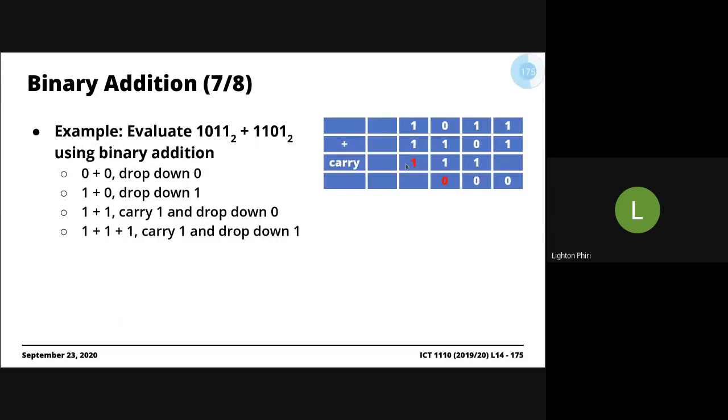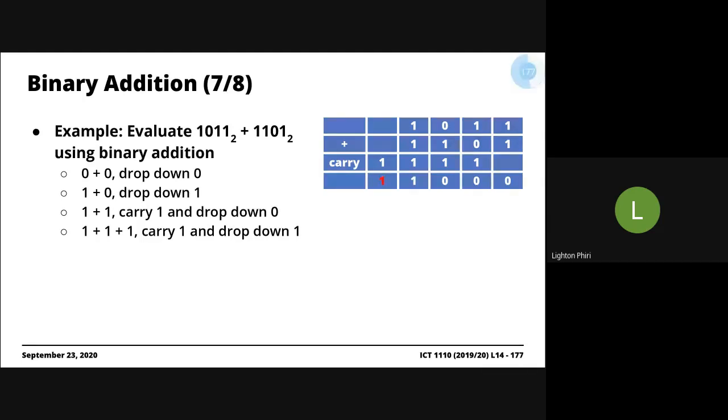The last part is where we have 1, 1, 1. What is 1, 1, 1? It's the last case, right? When we have 1, 1, 1, we drop 1, we carry 1. Now it's called an overflow, right? We're working with 4-bit representation, but you notice that our answer has 5 bits. Why does it have 5 bits? Because the resulting number is significantly larger, right?